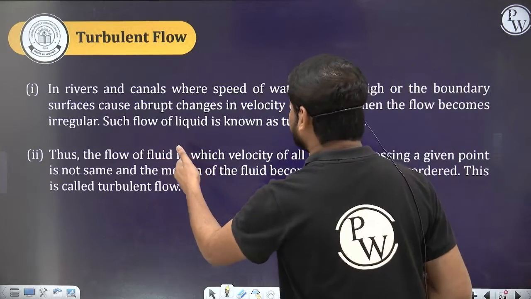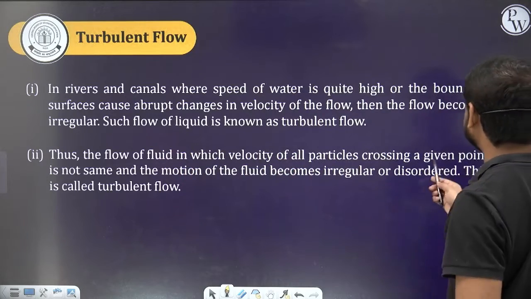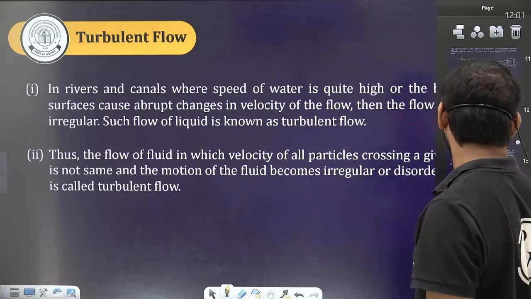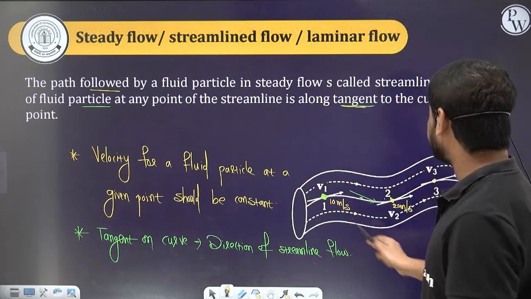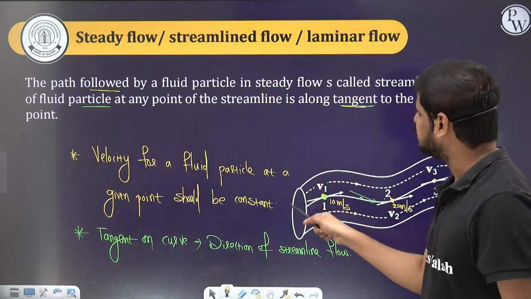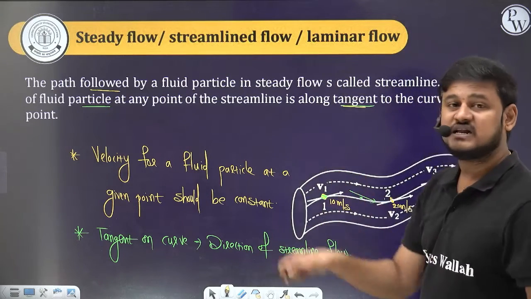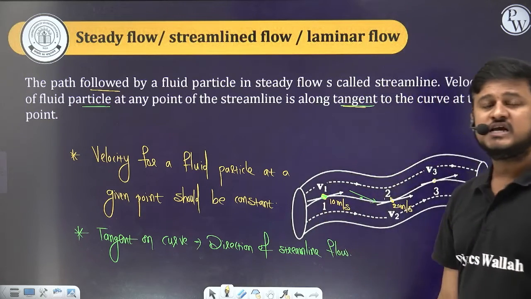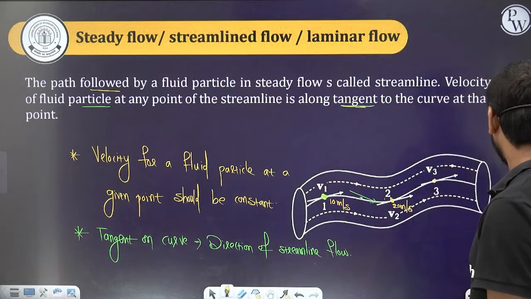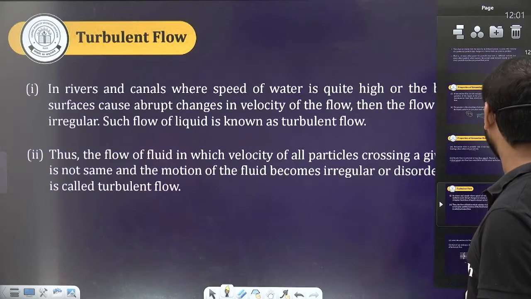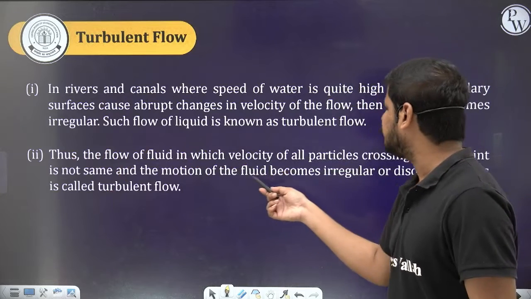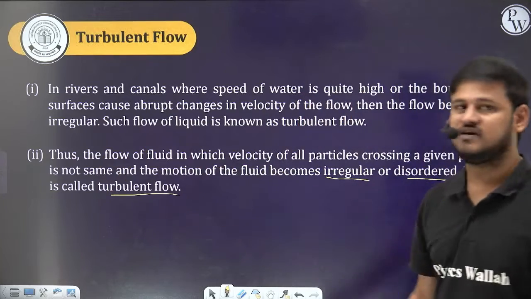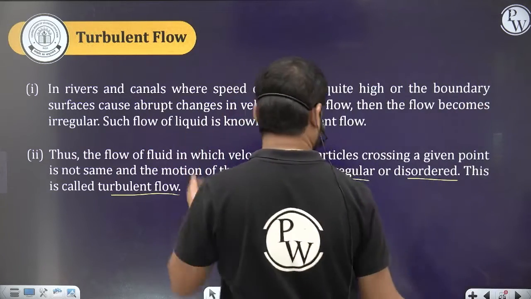Thus the flow of fluid in which the velocity of all particles crossing a given point is not the same. Let's suppose one particle is crossing some point here. Let me take this diagram. One particle crossing this point has some 10 meter per second. The next particle has 20 meter per second, and the next particle has some 15 meter per second. Like that, each particle passing through a given point is not having the same speed. In that case, the flow is said to be turbulent flow, and the motion of the fluid becomes irregular or disordered. So this is called the turbulent flow. Clear? So simple theory part.